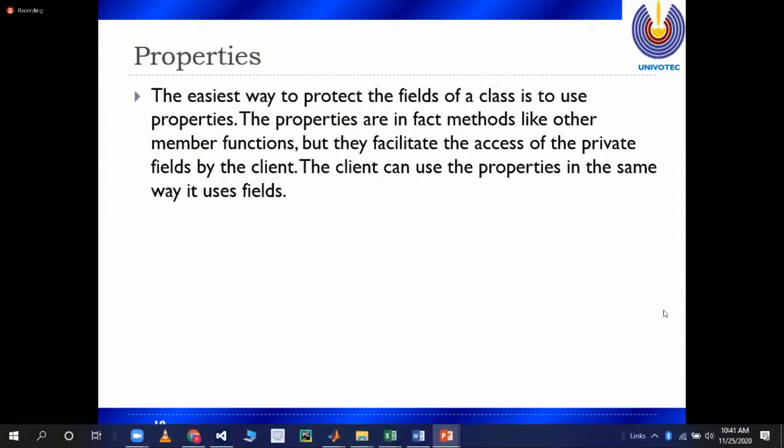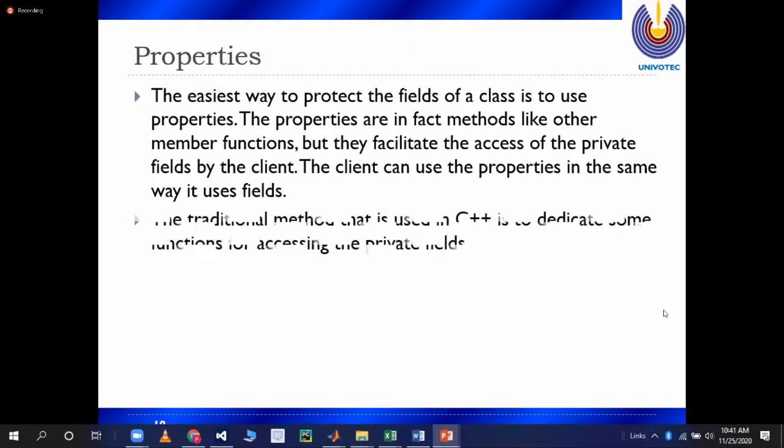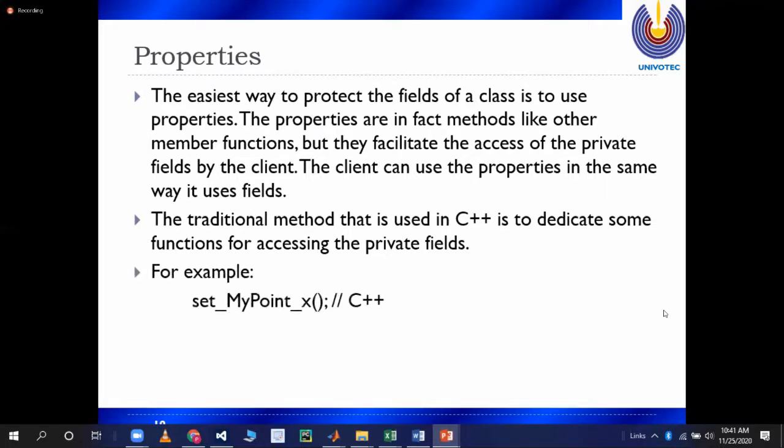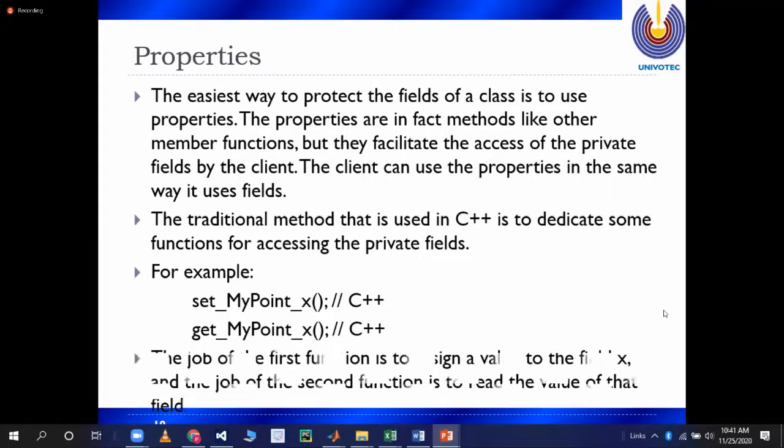Okay, these properties are in fact methods like other member functions, but they facilitate the access of the private field by the client. The client can use the property in the same way as a field. Okay, then you can use the properties as a field. The traditional method used in C++ is to dedicate some functions to access the private field. Now you can see, for example, SetPoint and GetPoint in C++. We are using set and get here.